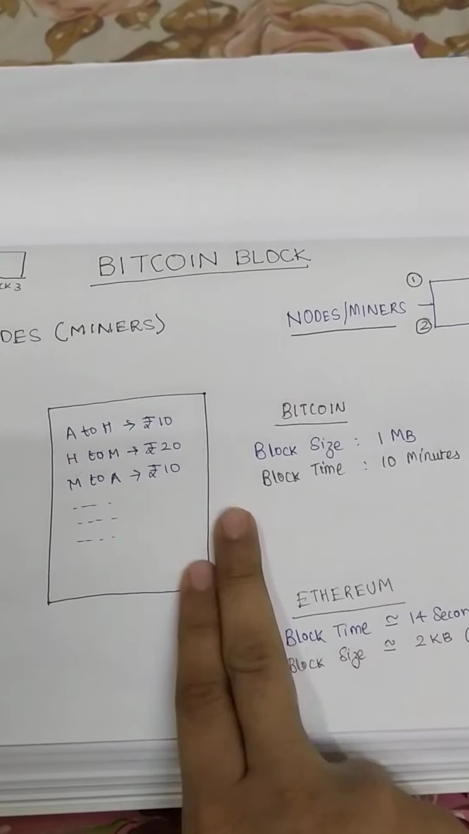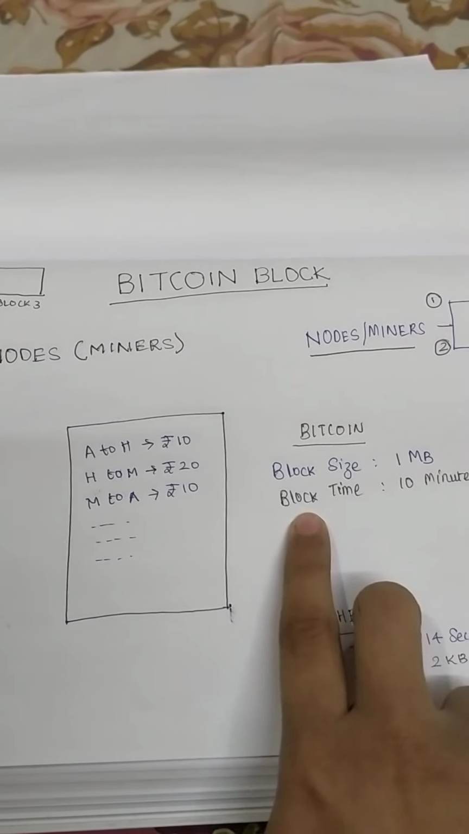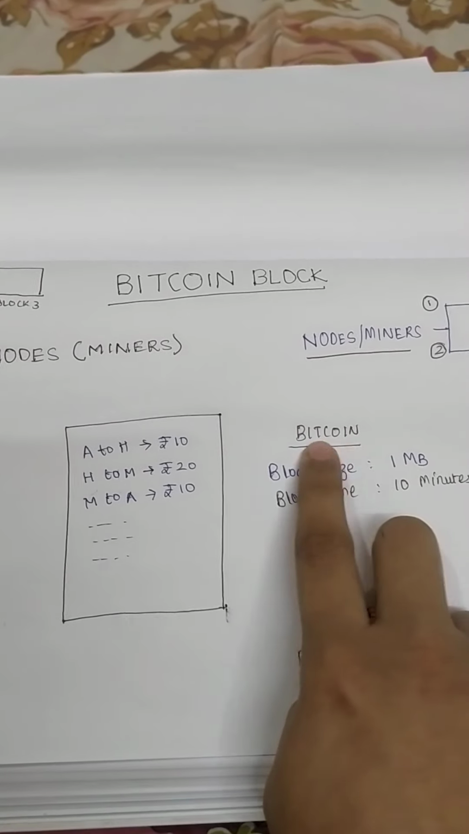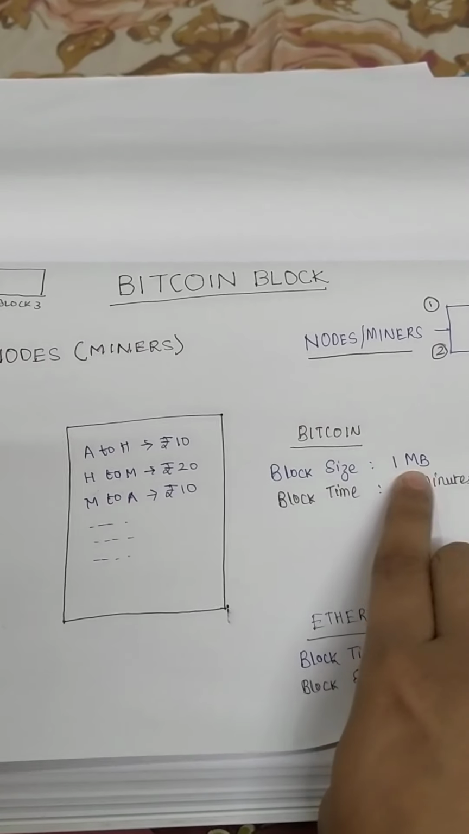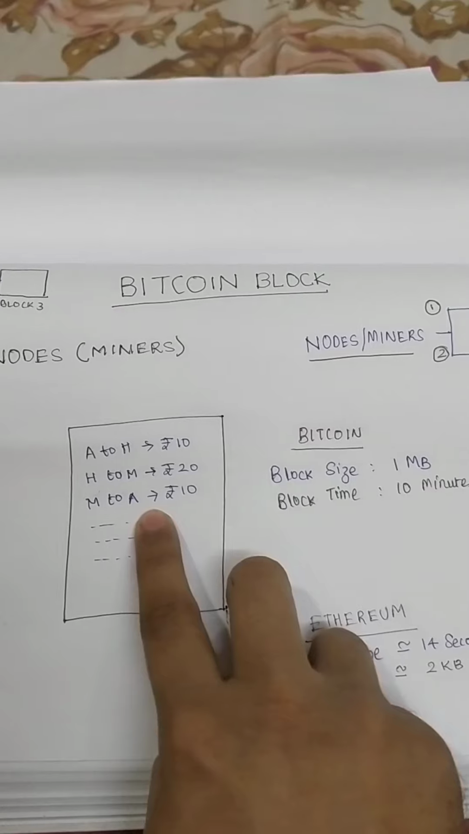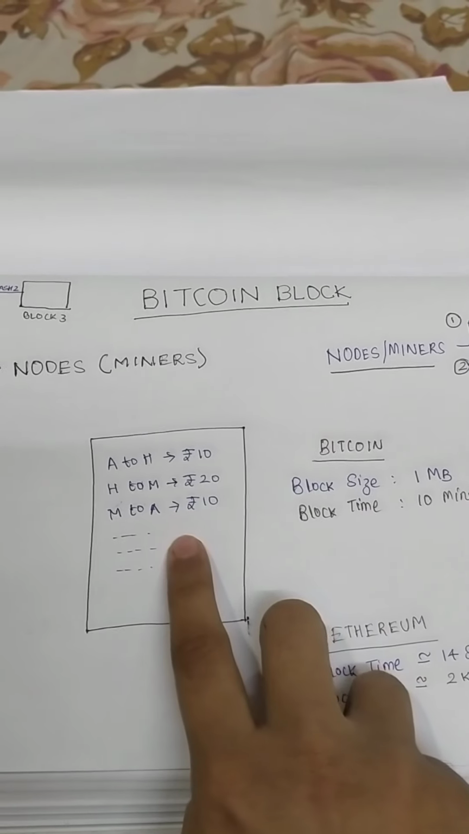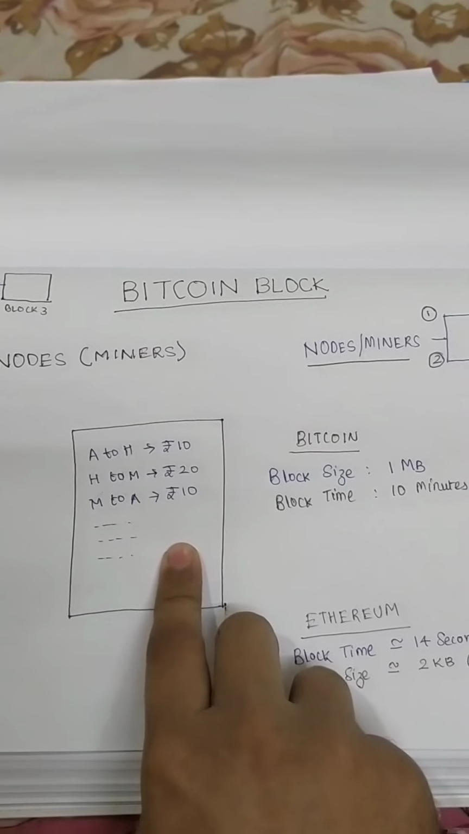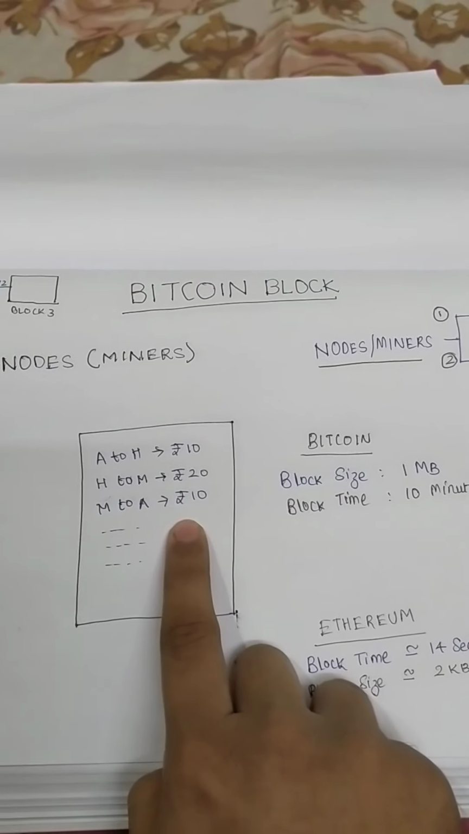Generally, they have two constraints, that is the block size and the block time. For the Bitcoin blockchain, the block size is 1 MB. That is, the amount of data that can be entered into a particular block is a maximum of 1 MB, and the minimum is also 1 MB. Every block must contain 1 MB, right?